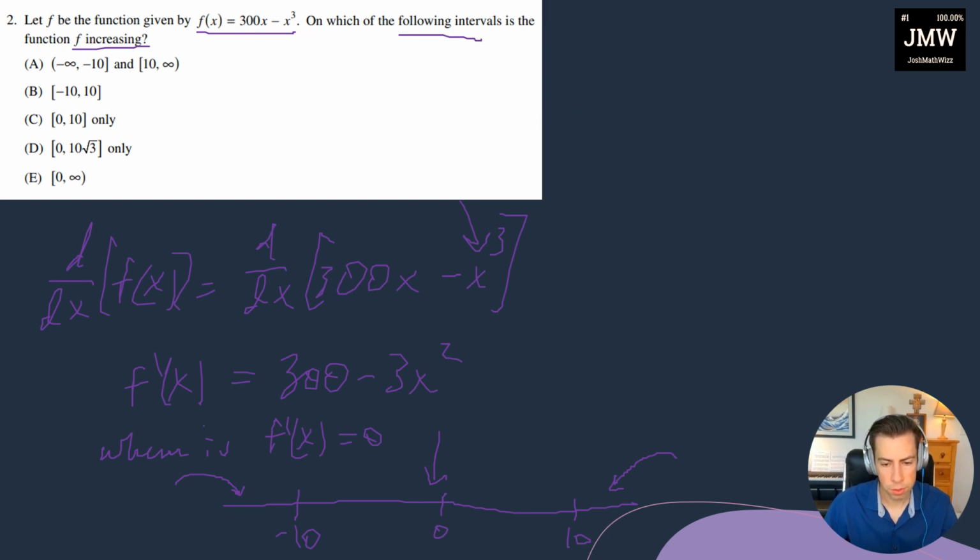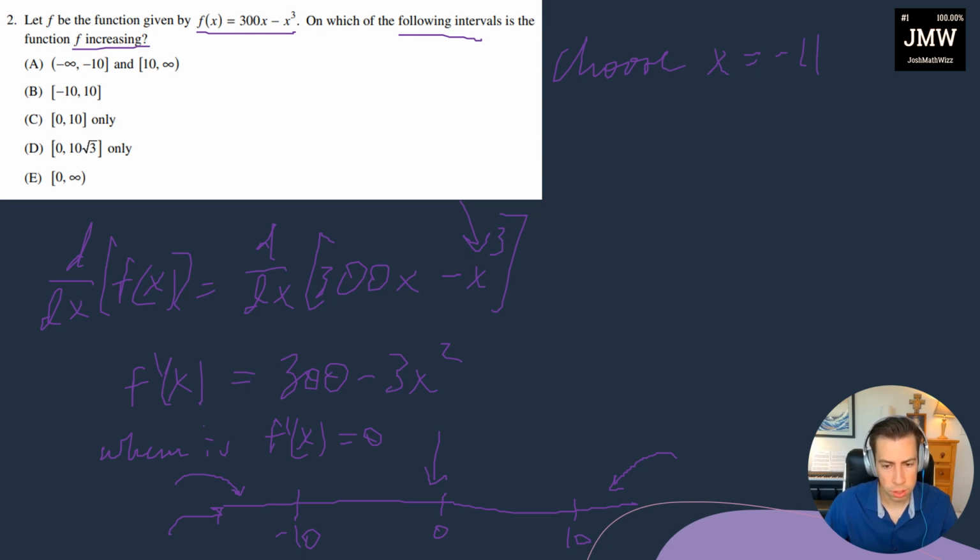Okay, so I'm going to choose x equals negative 11 because it's going to be within this region right here. And I want to see, is f prime of x positive or negative? If it's positive, then f is increasing, and if it's negative, then f is decreasing. So let's figure that out here.